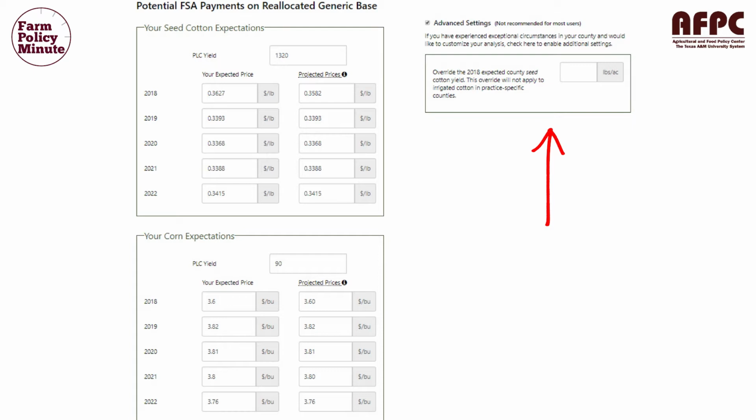And so what we do is, if you want to use this, you can click on it and override the 2018 trend yield with your best expectation of what the county, not your yield, but the county yield would be for cotton. For the seed cotton. And again, you're going to be putting in the seed cotton yield, not just the lint yield. So if you choose to do that, then you have some reason to believe that your county is going to be below average conditions.